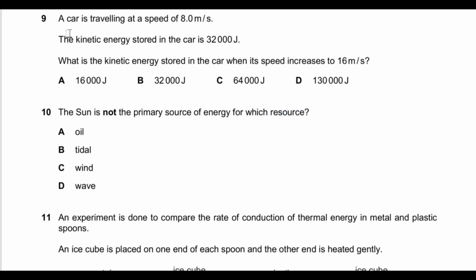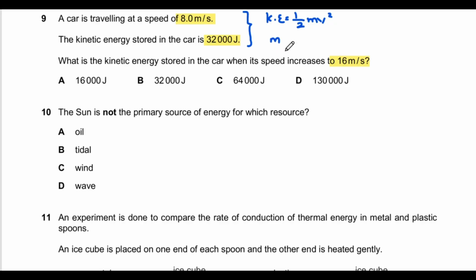Question number 9 is saying a car is traveling at the speed of 8 meter per second. The kinetic energy stored in the car is 32,000 joules. What is the kinetic energy stored in the car when its velocity is increased to 16 meter per second? Firstly, I will use the above two given pieces of information to calculate the mass of the car.